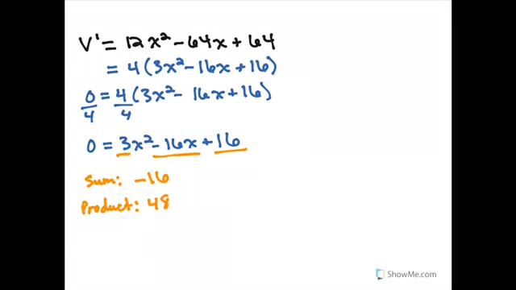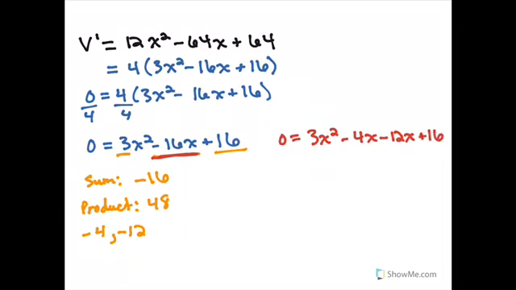What did you say? Negative 12 and negative 4. Okay, so the purpose of this is to find two numbers that I can split negative 16 into, because negative 4 and negative 12 add up to negative 16, right? So I'm going to rewrite this thing as 0 equals 3x squared minus 4x minus 12x plus 16.